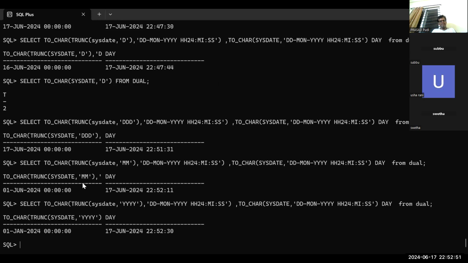If it is giving M, then it will go to the 1st of the current month. Suppose if you are giving DD, where is DD? Today's date. Okay. If you are giving D, then it is the first day of the week.